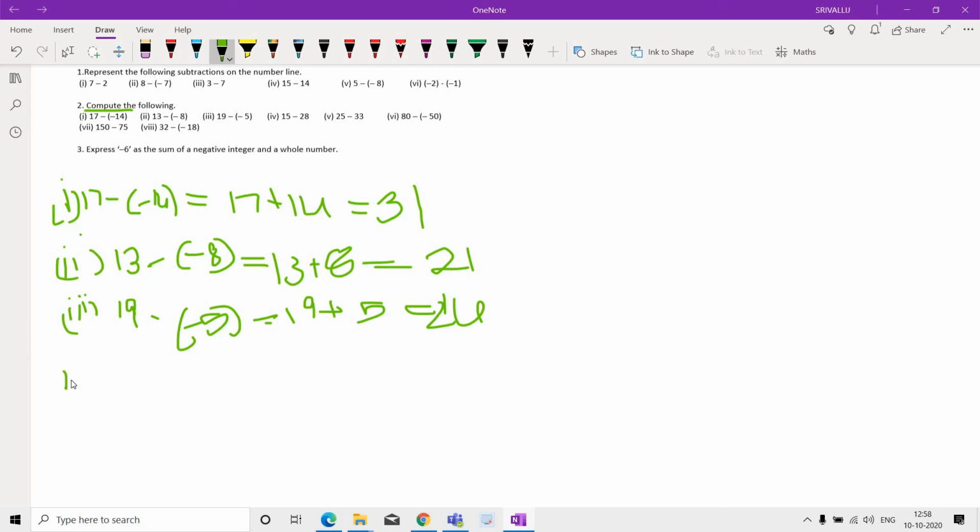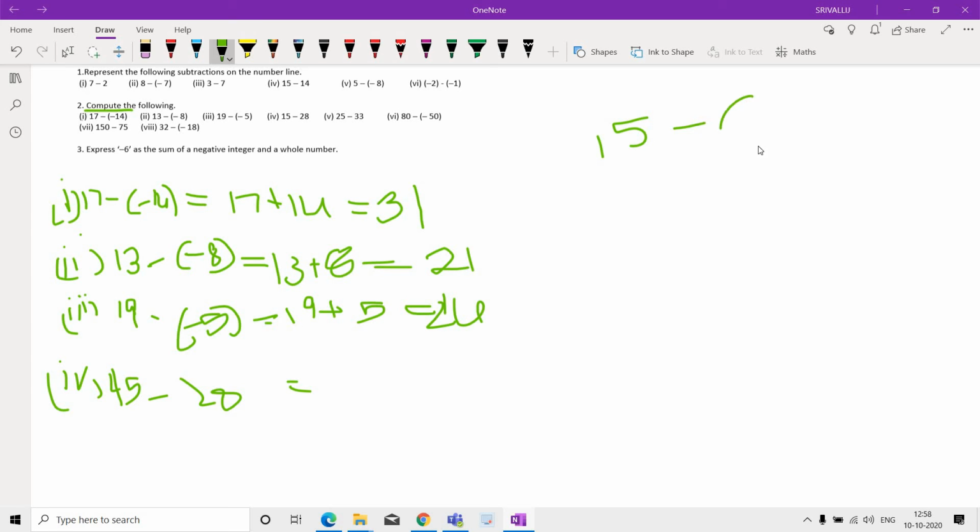So fourth one, 15 minus 28. So it is totally big. You are thinking 15 minus 28. Here which is the big number? 28 is the big number. For 28 what is the symbol? Minus. We can write like this also.